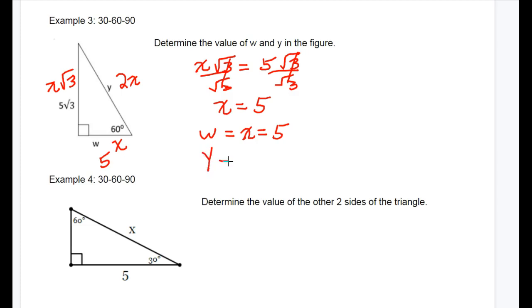Y is going to equal 2x. That's going to be 2 times 5. So that's going to equal 10. Okay, so this side here equals 10. That one's pretty straightforward. They gave us that as the square root of 3 and everything, so that makes everything real nice and simple. Now, coming down here to our last example.